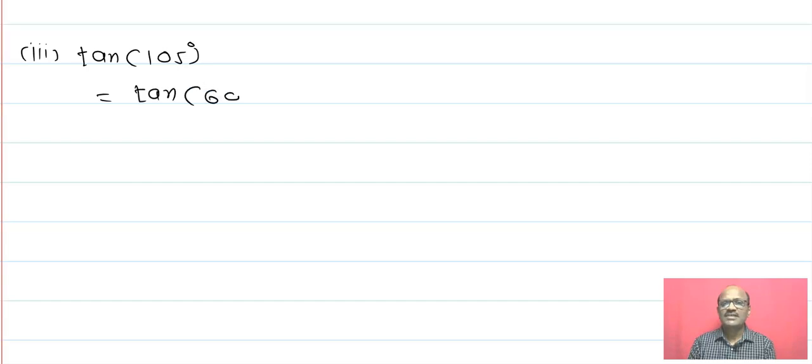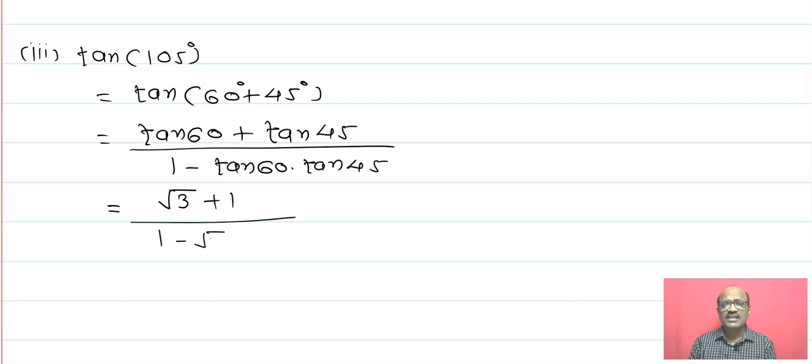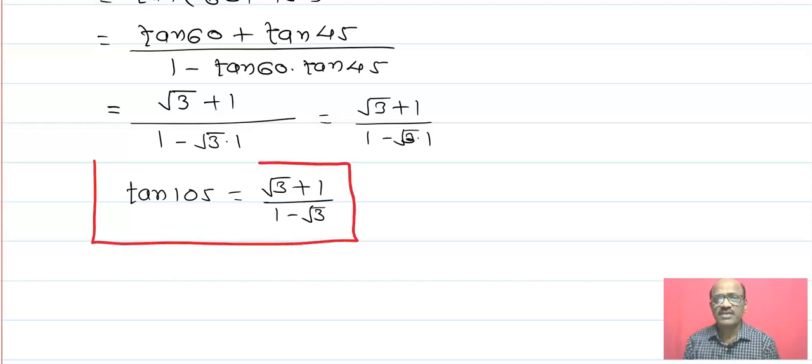It is written as again 60 plus 45. Tan of A plus B means what? Tan A plus tan B upon 1 minus tan A into tan B. That is, tan of 60 into tan of 45. What is the value of tan 60? By using that triangle, I taught you in the second chapter, tan 60 is root 3, tan 45 is 1. That is divided by the denominator, 1 minus root 3 into 1. And that is root 3 plus 1 upon 1 minus root 3 into 1. Therefore, tan of 105 is equal to root 3 plus 1 upon 1 minus root 3. These are the values.